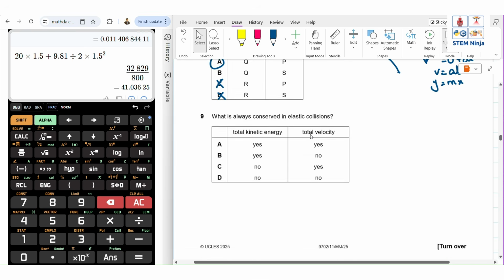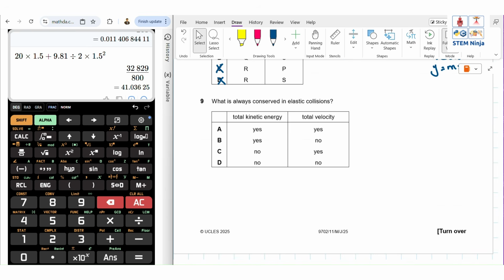Okay, moving on. What is always conserved in elastic collisions? Total kinetic energy? Yes. Total velocity? No, no. Kinetic energy is conserved.